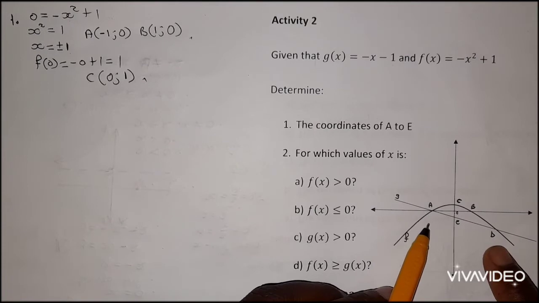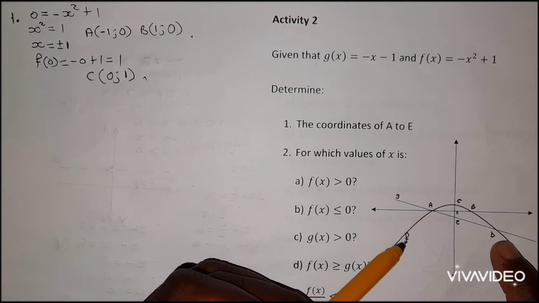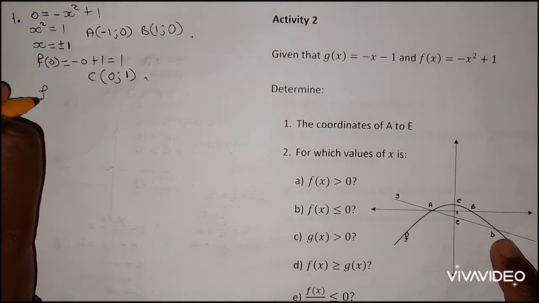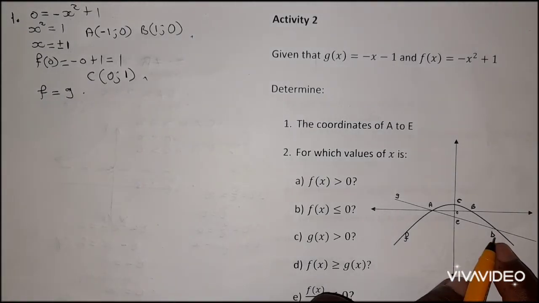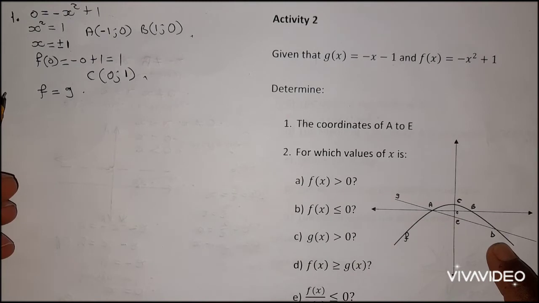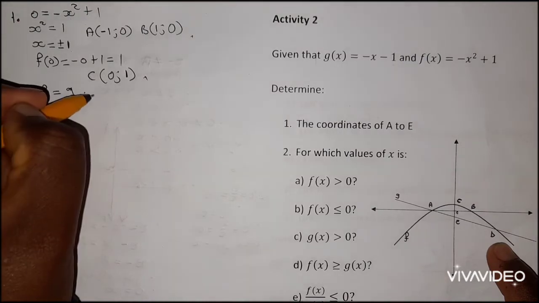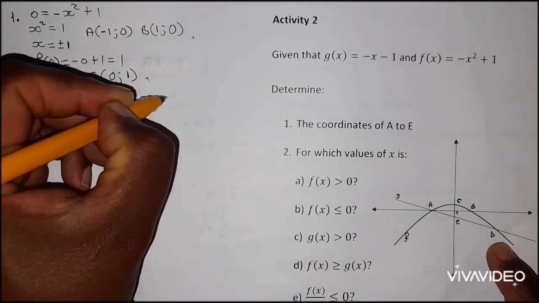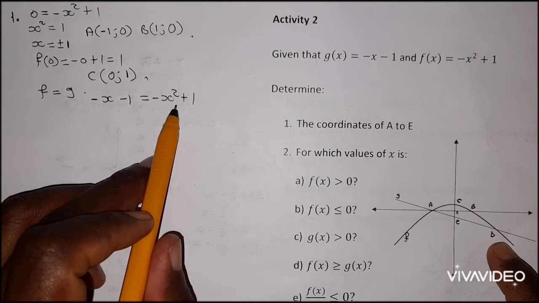All right, I want you to notice that we've got 2 points here, point A and point D. Our F and our G are meeting at A and also at D. So these two functions are equal at point A and point D. So to find the coordinates of these 2 points is a matter of equating the two functions. So we have -x minus 1 is equal to -x squared plus 1. This is G and this is F.